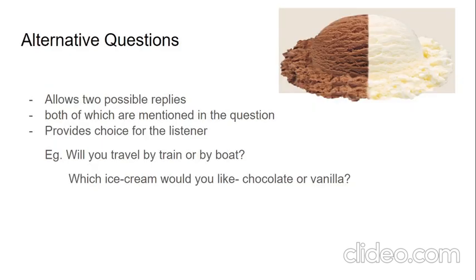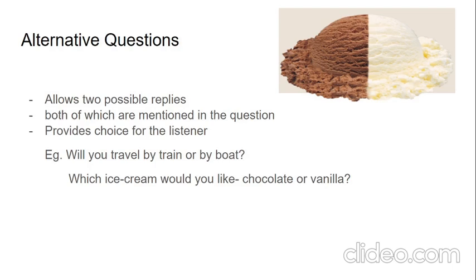Then we move on to the alternative questions. Just like the picture on the screen, you have two possible replies, either this or that. Now, most of the times, you can see that this possible reply is mentioned in the question itself. The listener is provided with a choice. Would you do this or that? For an example, look at the example here. Will you travel by train or by boat? So you have a choice between a train or a boat. So either you choose train or you choose boat.